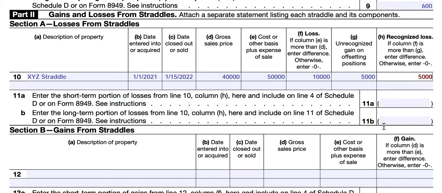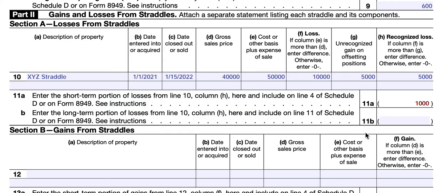So if you need to include this on a form or on your tax return that is not a Form 1040 for individuals or a Form 1041 for estates and trusts, then you would enter this in Part 1 of your Form 8949. So the short-term loss, let's just say there was $1,000 loss.